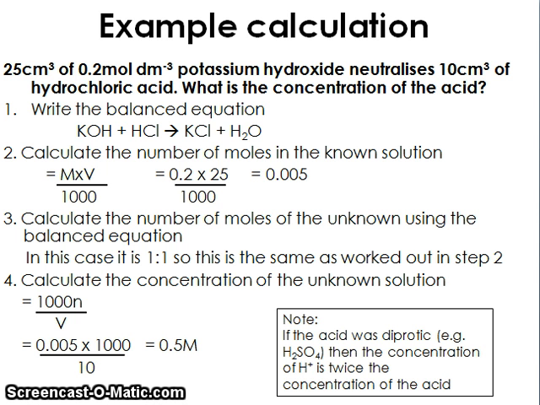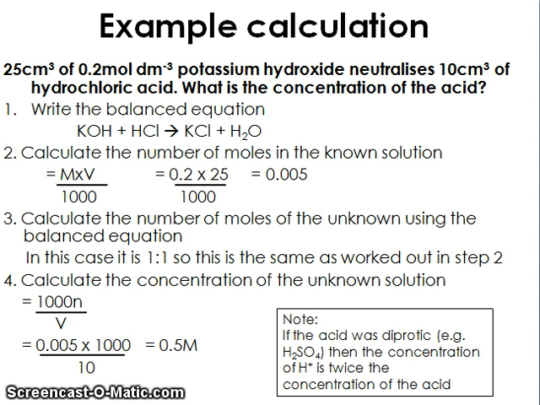Now just a quick aside before we finish is that if the acid was diprotic, so for example H2SO4 would give you 2 H pluses, then you have to remember that the concentration of H plus is going to be twice the concentration of the acid. So if you've got a diprotic acid, then you've got two problems, probably.